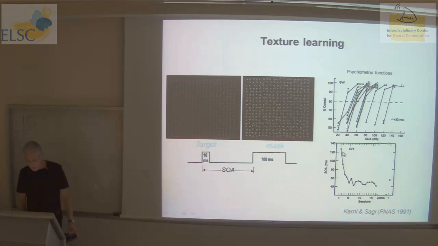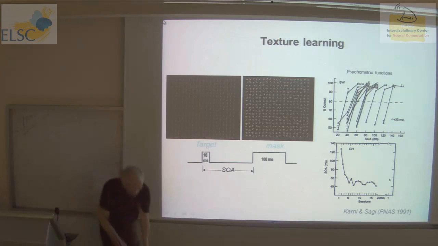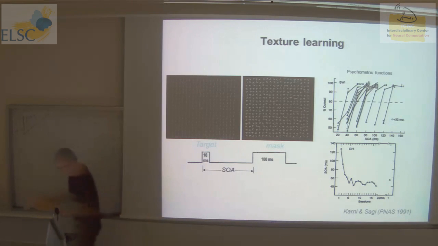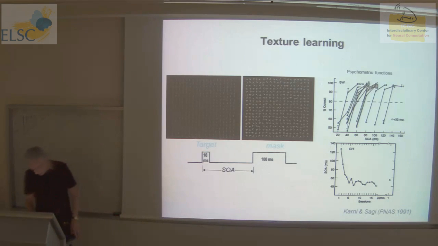Here we show the threshold as a function of number of sessions. The first day it is 130, the second day it's 90, and within 3-4 days it converges to 40-60 milliseconds. So we get an improvement of a factor of 2 or 3, and after 22 months, it's still the same. So this is a long-term improvement in perceptual abilities that stays forever.